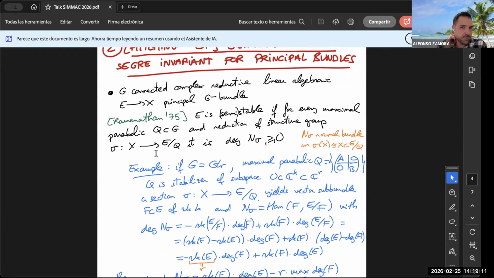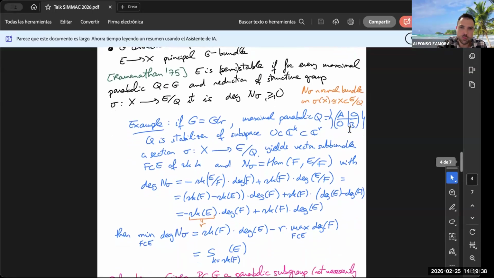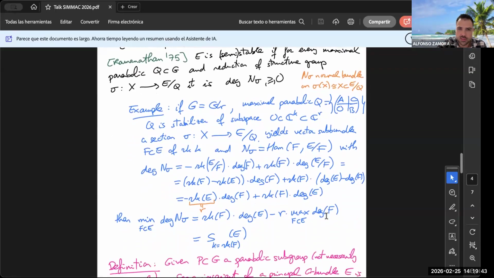E is semi-stable if for every maximal parabolic Q and a reduction of the structure group to this parabolic, the degree of the normal bundle of this reduction is positive in the strictly stable case, or greater than or equal to 0 in the semi-stable case. This N_sigma is the normal bundle on the image of this section sigma. Then, for those not familiar with this notion, let me recall this easy example.